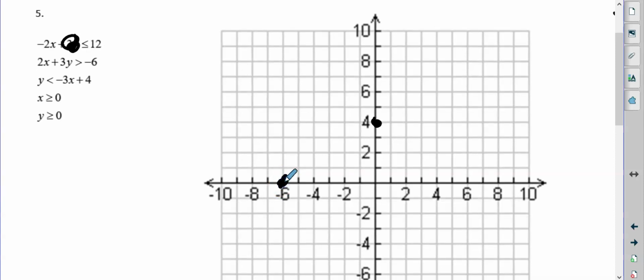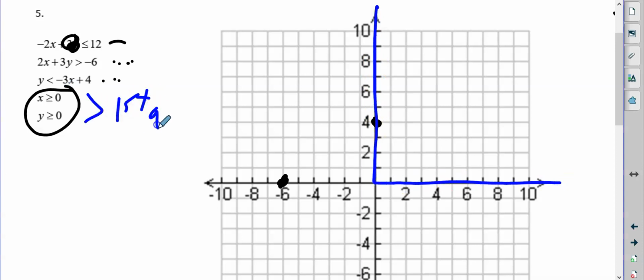Okay. Also, just pay attention. Solid line, dotted line, dotted line. These two are really important. Going to come into play a lot here. They basically mean that we're only going to be dealing with the first quadrant, because x has to be greater than 0 and y has to be greater than 0. All right, back to this one.